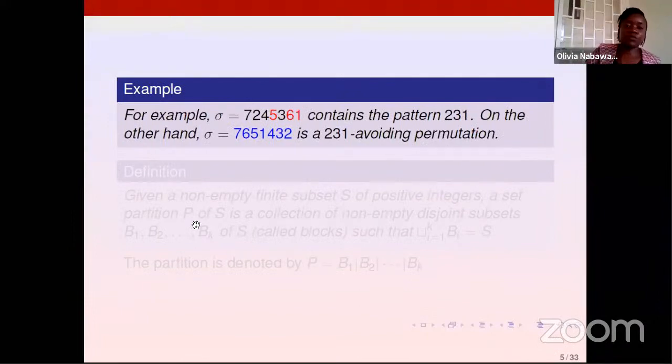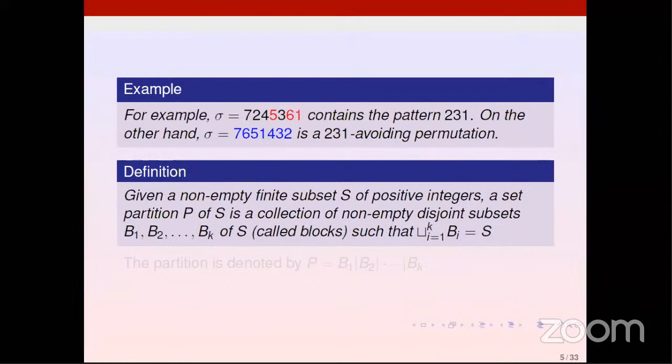For example, if you look at this permutation of length 7, this permutation contains a pattern 231 because we have a subword 561, and when we standardize this subword, it gives us the pattern 231. So it contains that pattern. On the other hand, when you look at this permutation, still of length 7, this permutation does not have a pattern 231. So in this case, we say that this permutation is 231 avoiding. So the forbidden pattern in this example is 231.